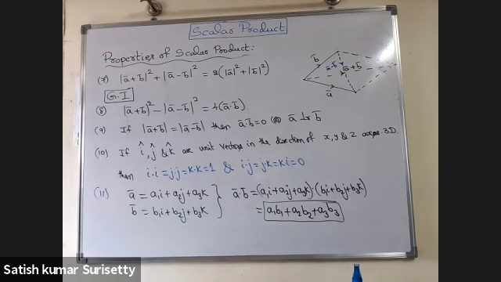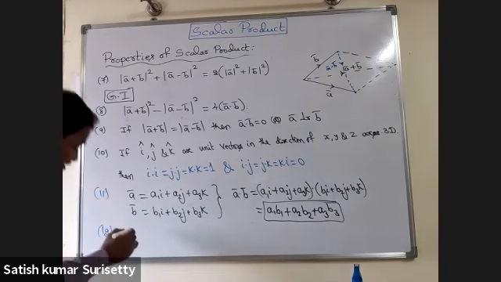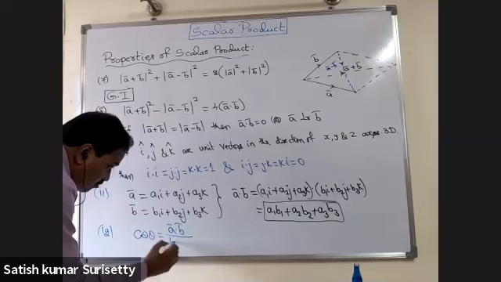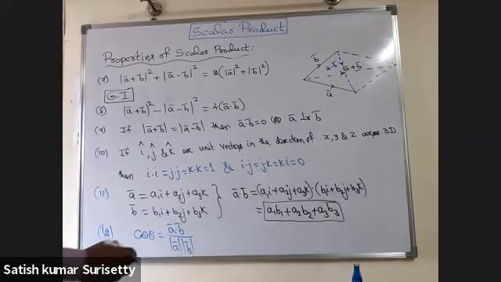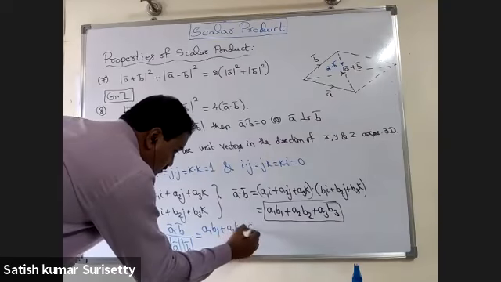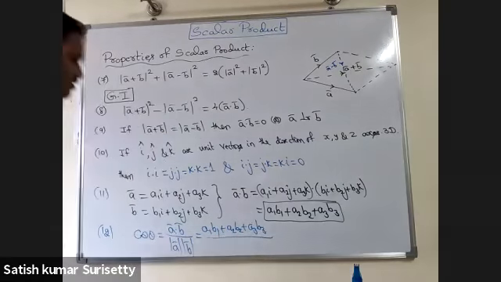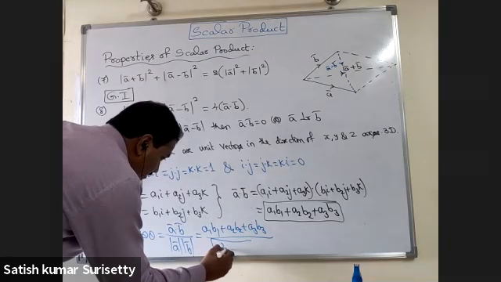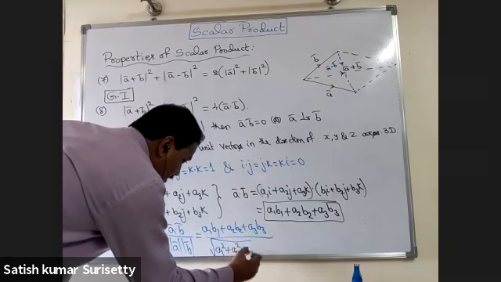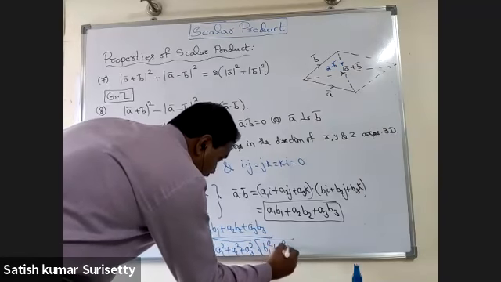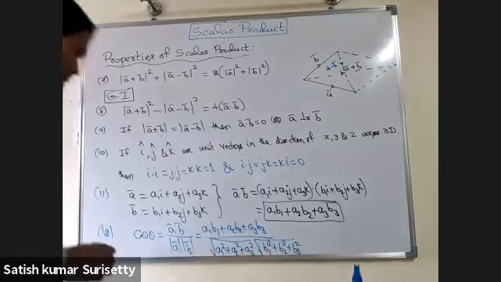And if theta is the angle between the vectors a bar and b bar, then I can write cos theta equal to a bar dot b bar upon modulus of a bar times modulus of b bar, which is the same as a1 b1 plus a2 b2 plus a3 b3 upon modulus of a bar, that is root of a1 square plus a2 square plus a3 square, times root of b1 square plus b2 square plus b3 square.